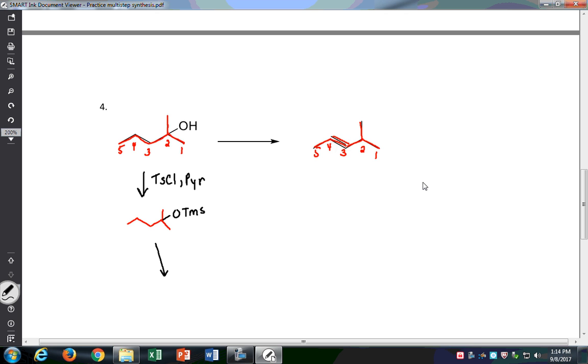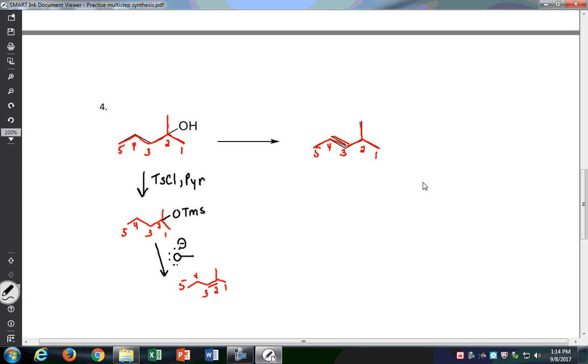So now we want our elimination. We can use our E2 because now we made our alcohol a good leaving group. And we want the most substituted double bond. So again, like we've been doing, we can use our small strong base. That'll give us our double bond between 2 and 3. Of course, we want it between 3 and 4.